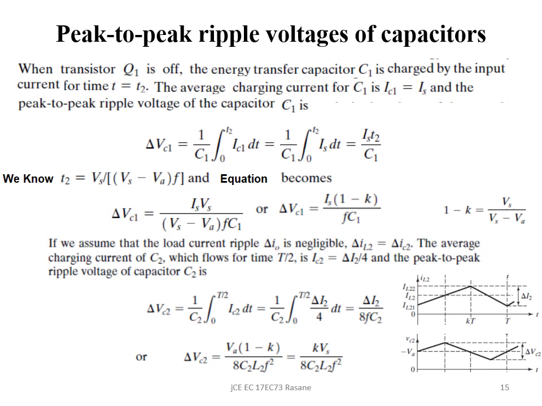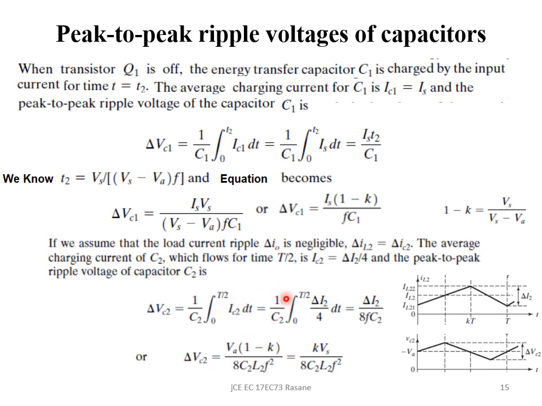So if we assume that the load ripple current delta I0 is negligible, then delta I2, that is the change in the current in inductor L2, is equal to the change in the current in the capacitor C2. So we are assuming this. The average charging current of C2, which flows for time T by 2, is IC2 equal to delta I2 by 4. We have to analyze this ourselves, and the peak to peak ripple voltage can be got as delta Vc2 is equal to 1 upon C2, integral from 0 to T by 2, half the time.